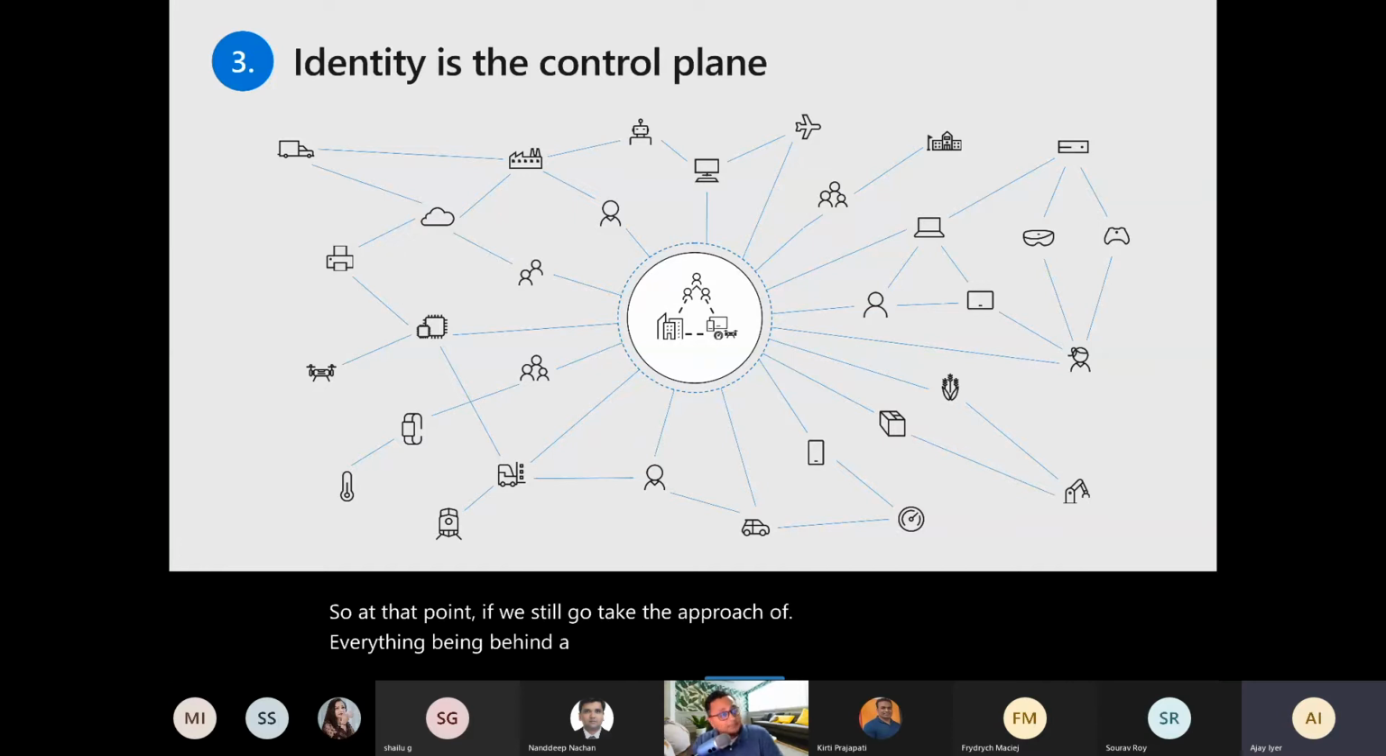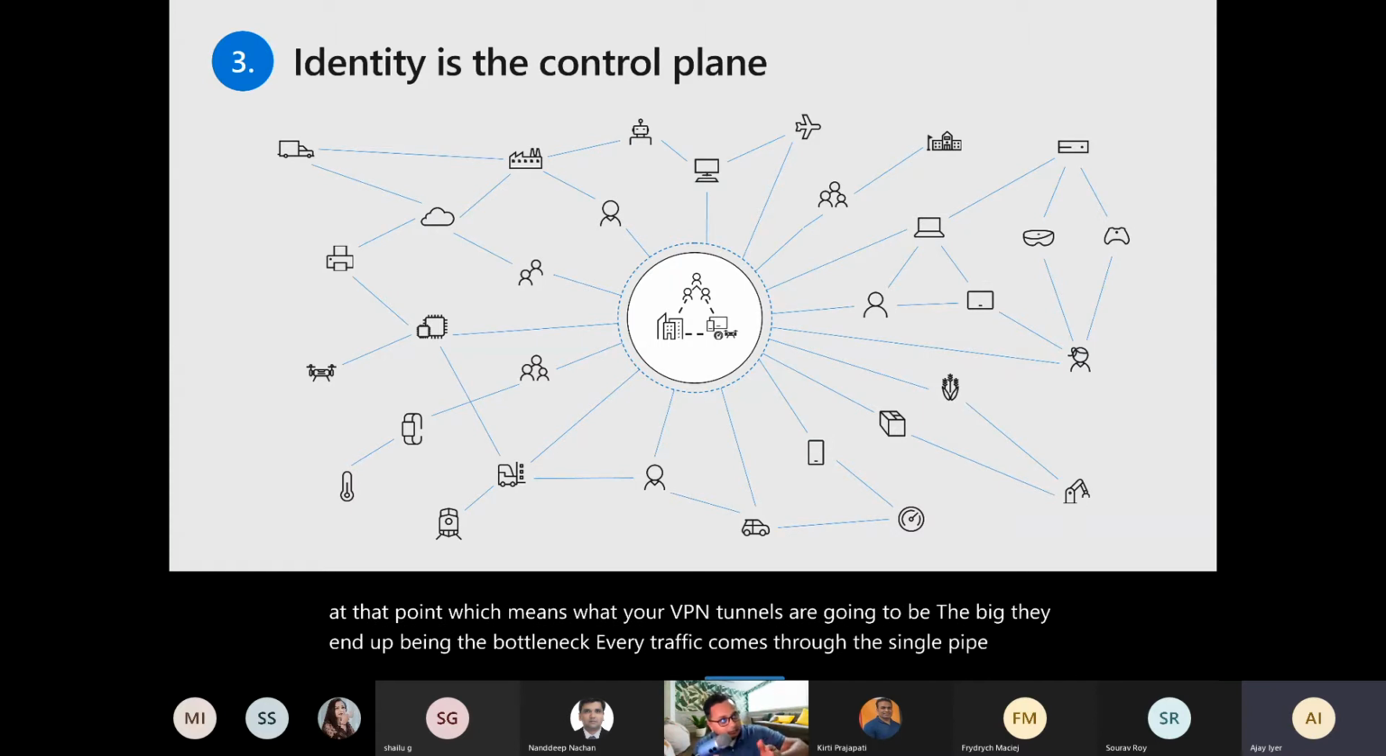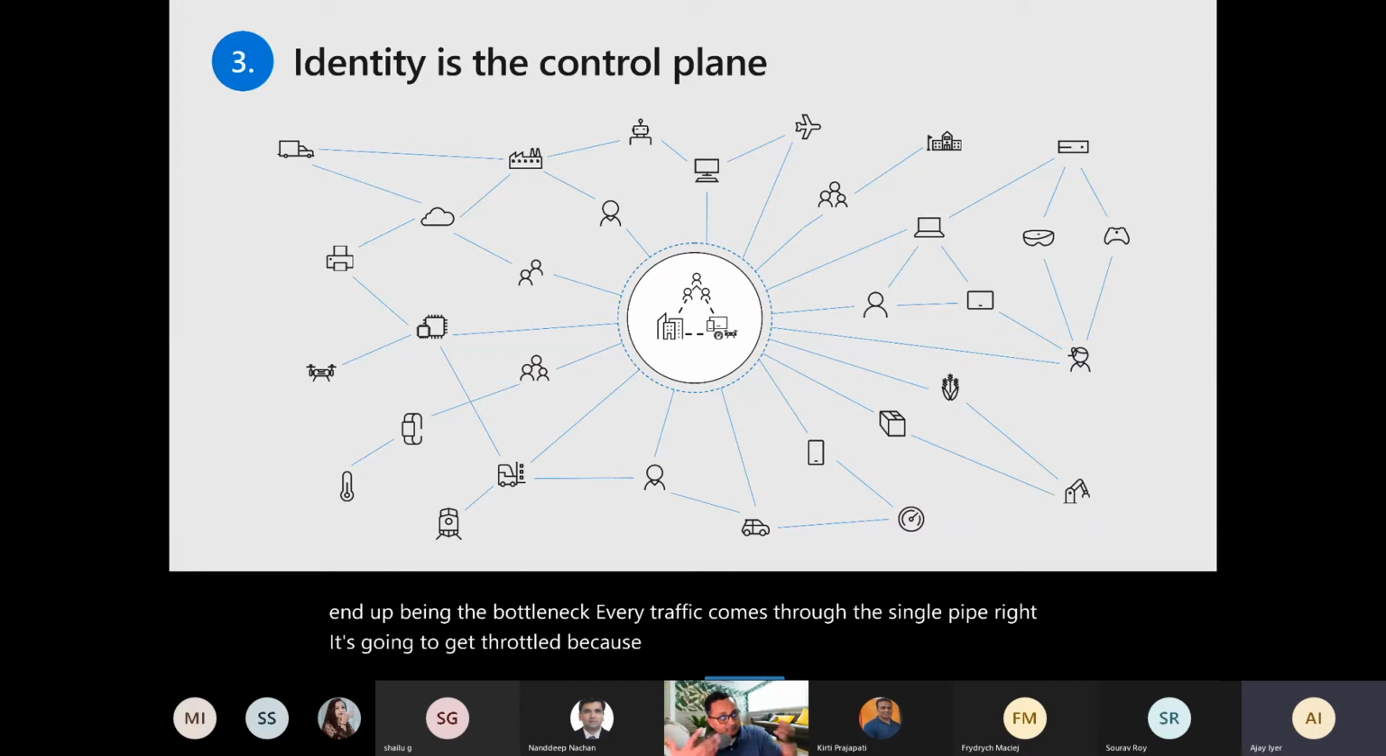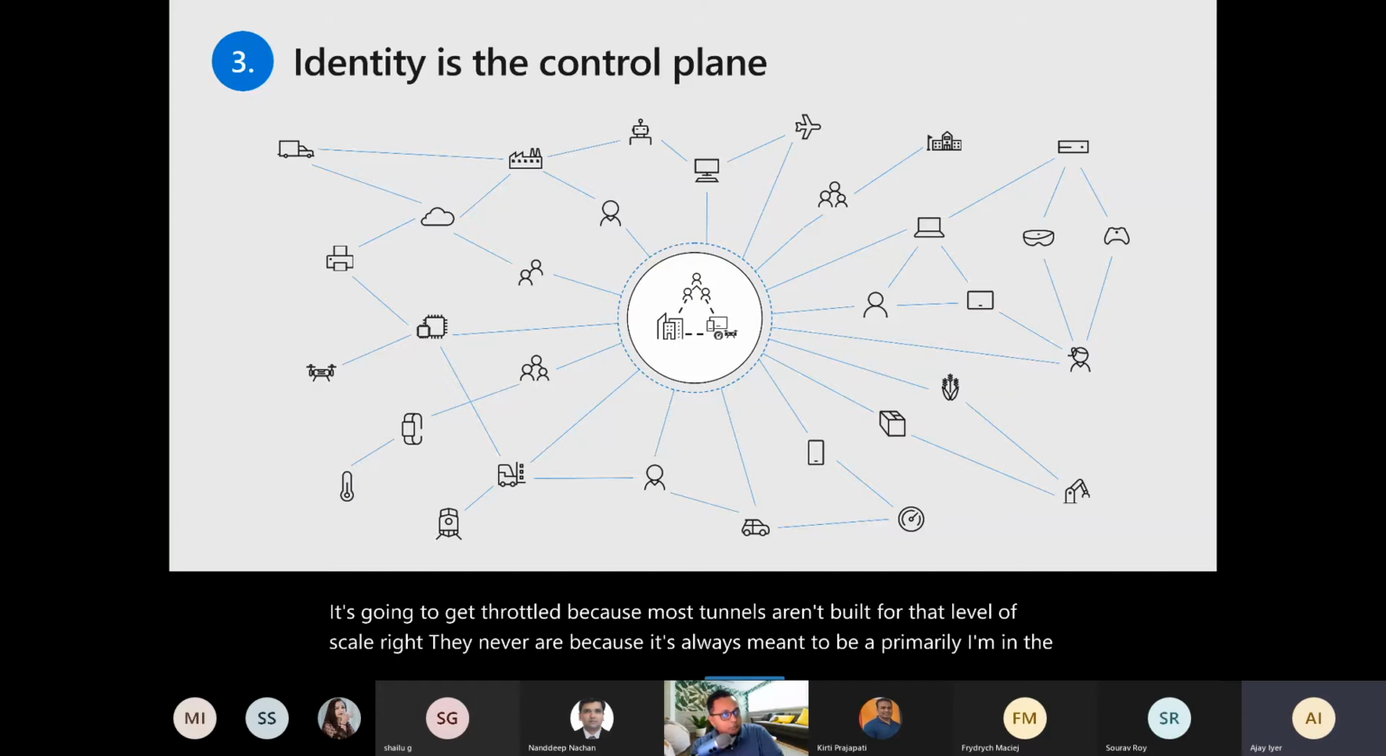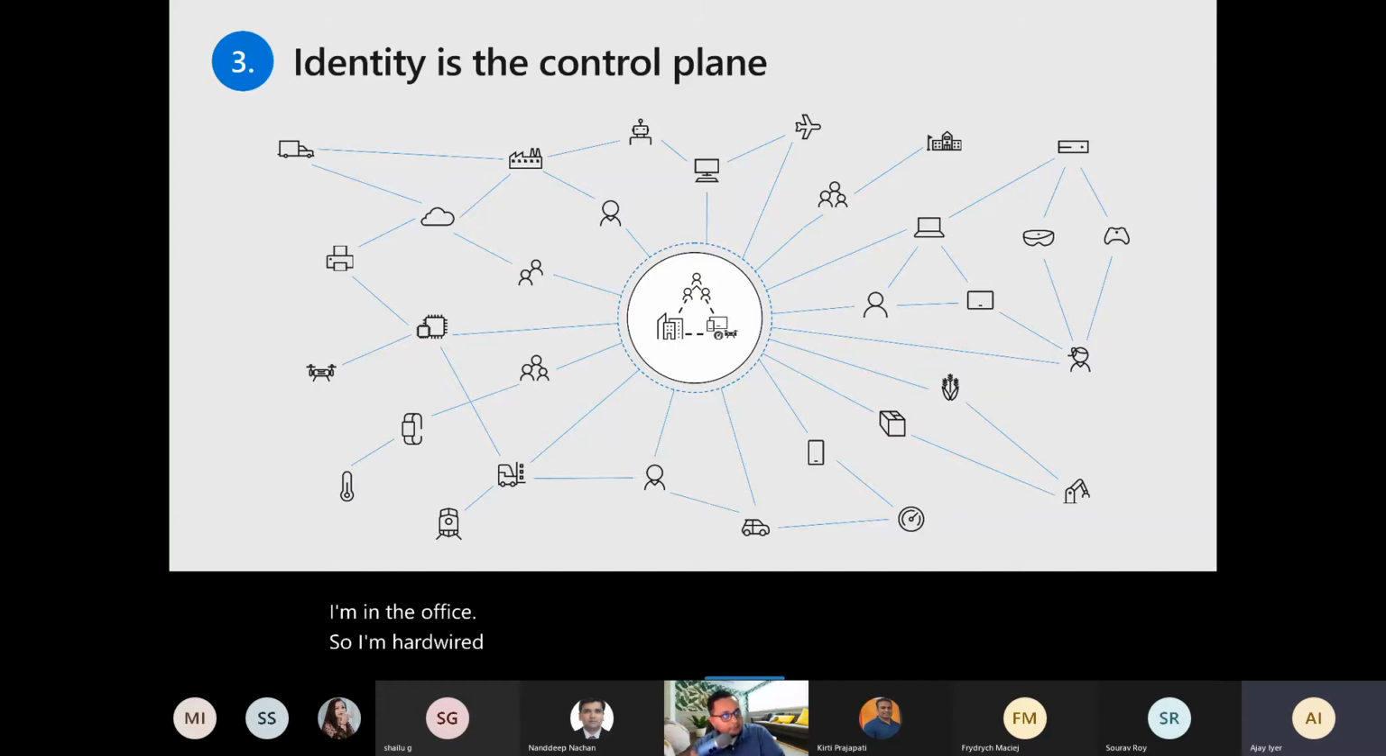So at that point, if we still take the approach of everything being behind a firewall, this becomes a very difficult system to implement because, for one, all traffic is being routed through your VPN tunnel at that point, which means what? Your VPN tunnels end up being the bottleneck. Every bit of traffic comes through a single pipe, right? And it's going to get throttled because most tunnels aren't built for that level of scale. They never are, because it's always meant to be, hey, primarily I'm in the office, so I'm hardwired for access to my internal network. VPN only gets used when I'm remote, right?